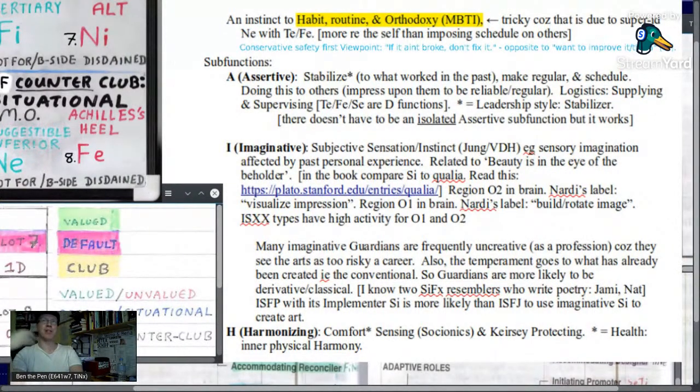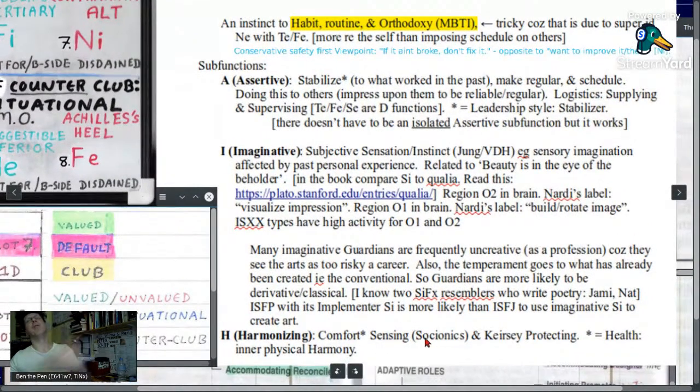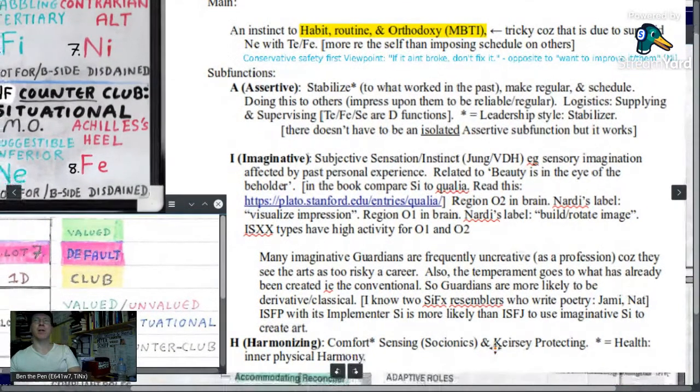They have that imaginative back of the brain, highly active in Dario's EEG areas. Get Neuroscience of Personality to know more. And then here, imaginative Guardians are frequently uncreative as a profession. So you can see that. And then the comfort sensing. This is more for ISFJ, but I imagine you might get an Enneagram 9 ISTJ doing a bit more of this. Again, the assertive, and then the Inspector role in enforcing standard operating procedure.